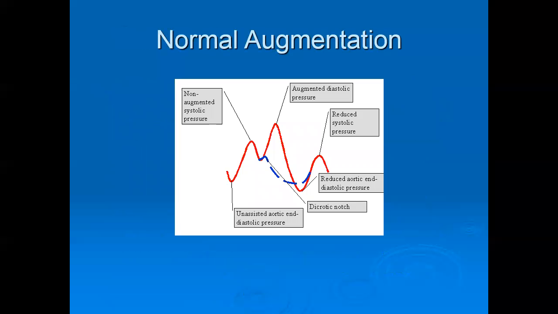So normal augmentation, and this is what I'm talking about. Augmentation is I'm augmenting the diastolic pressure, so I'm increasing the diastolic pressure because we're trying to perfuse the coronary arteries. So this is non-augmented systolic pressure. First, inflation of the diastolic, balloon deflates, and then your reduced systolic pressure. So that's decreasing the overall workload of the heart. It's normal augmentation.